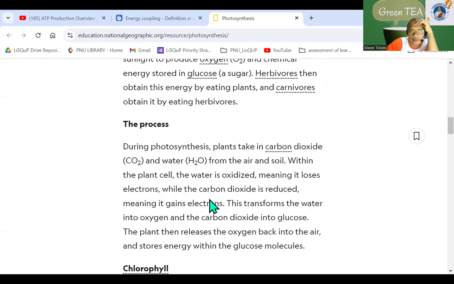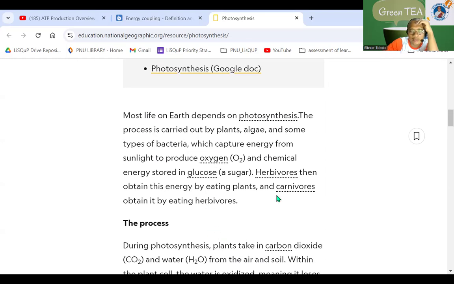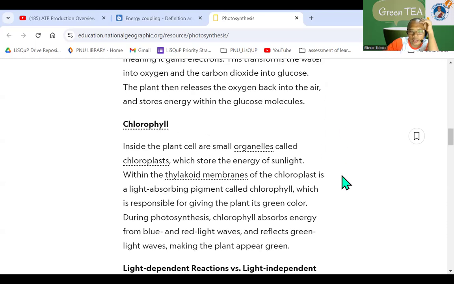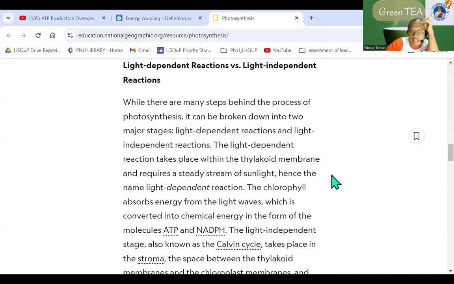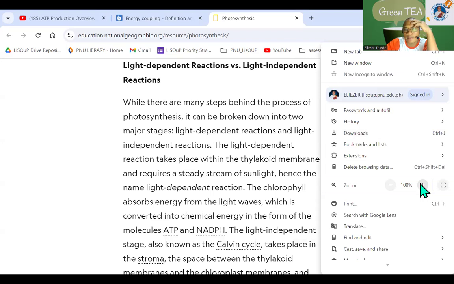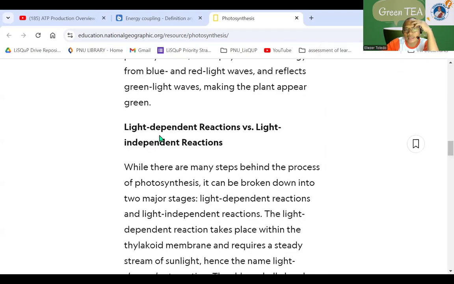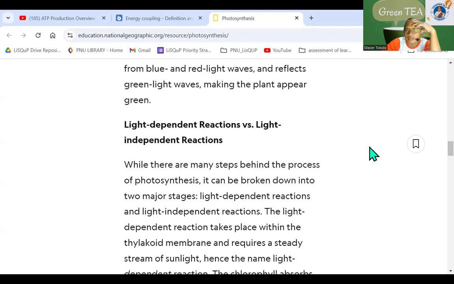Okay, we will be talking about photosynthesis after the ATP and ADP cycle. Okay, chlorophyll. But there are two reactions for photosynthesis. So let's go slowly on this. Let's make it bigger. There is the light dependent reaction, and there is the light independent reaction.